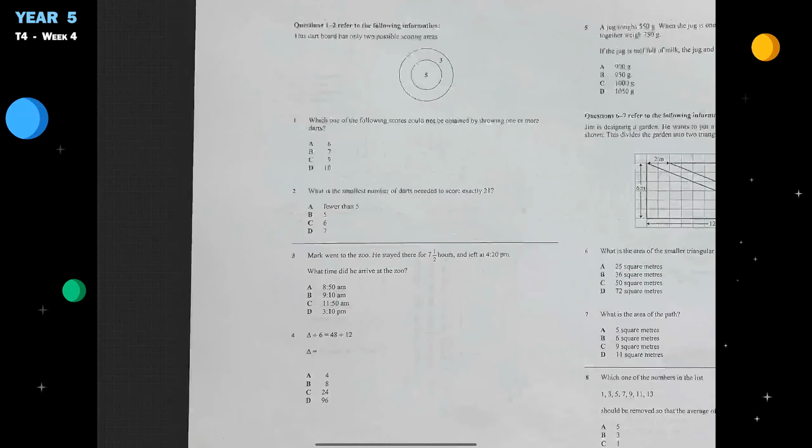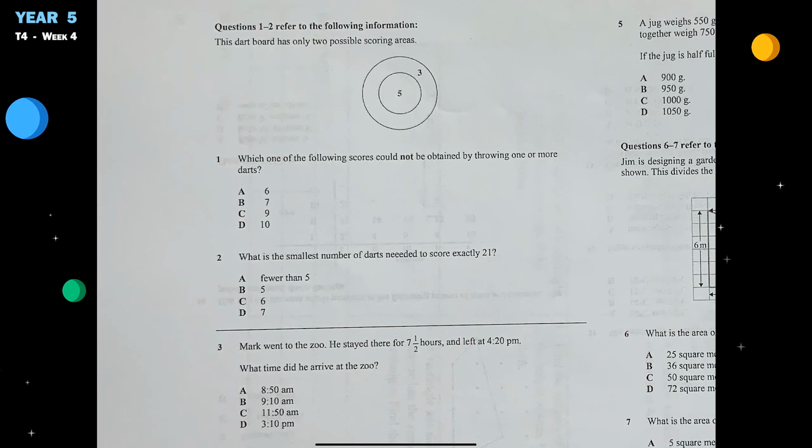Alright, we're going to do some multiple choice questions here. This says the dartboard has only 2 possible scoring areas. Which of the following scores could not be obtained by throwing one or more darts? Let's see, can we get a 6? Yes, this could be a 3 plus 3. So imagine someone throws a dart, they get a 3, and they throw another dart, they get another 3. So that means they get a 6 points, okay? Every time you throw darts, wherever it lands in whatever region, you just add the points there.